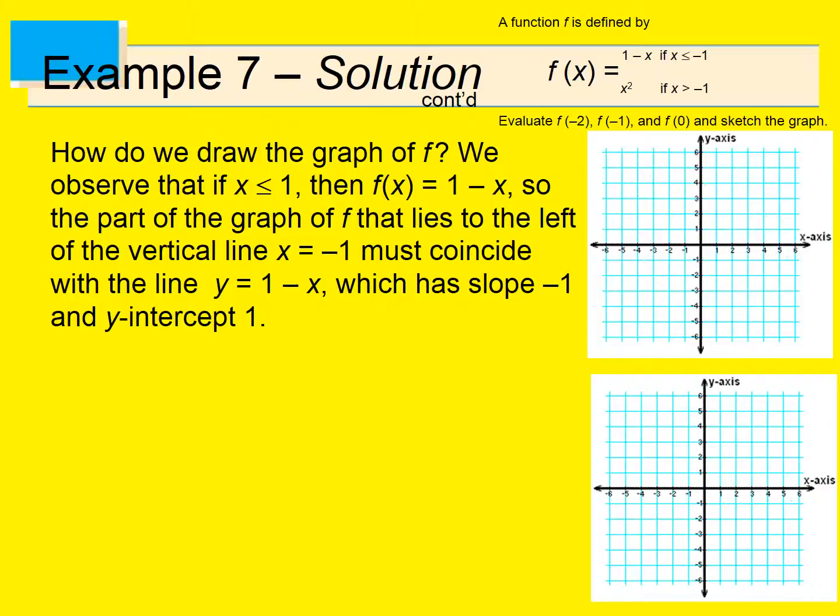Again, we've got something going on the left, something going on the right. So if x is less than or equal to 1, f of x is 1 minus x. And so the part of the graph of f that lies to the left of the vertical line x equals 1 must coincide with the line y equals 1 minus x, which has slope negative 1 and y-intercept 1.